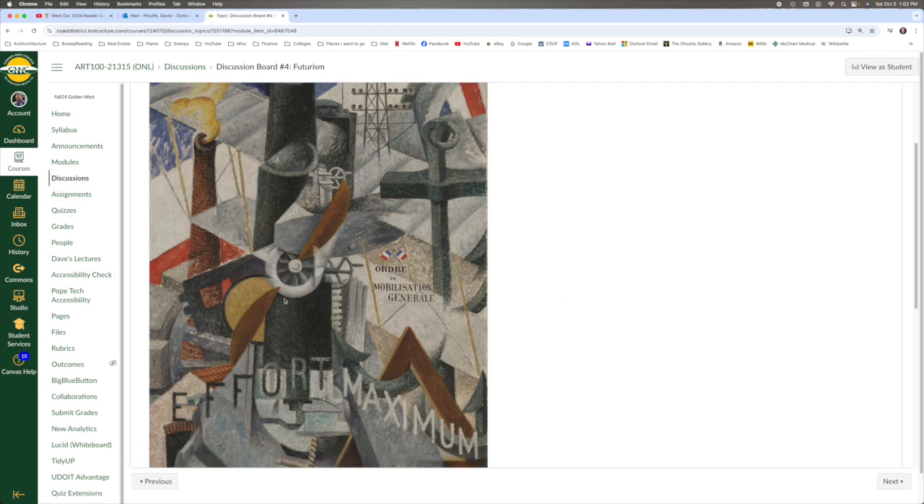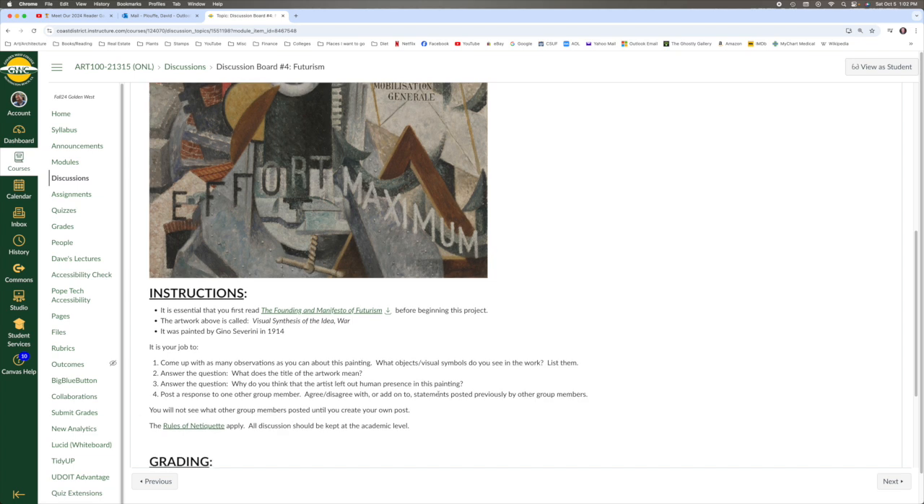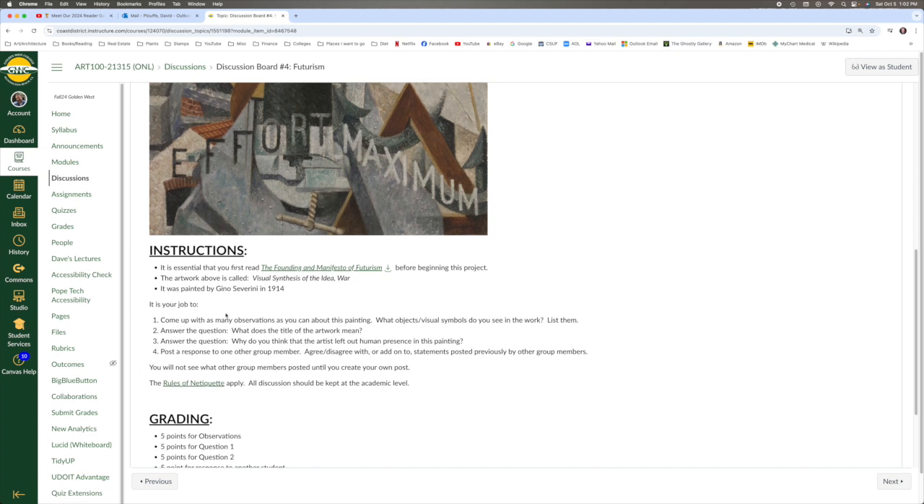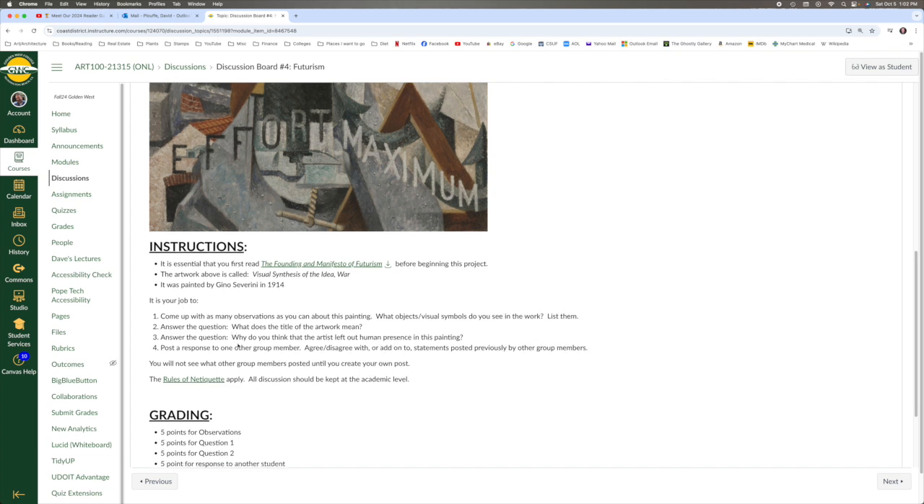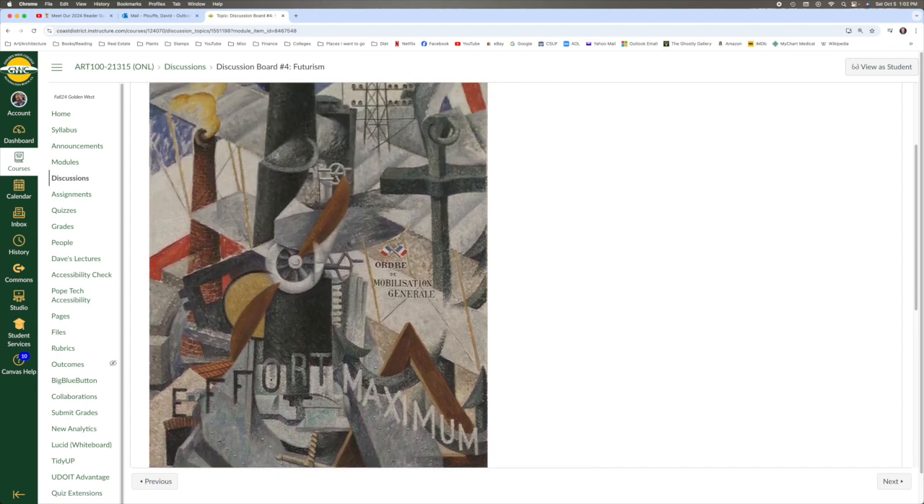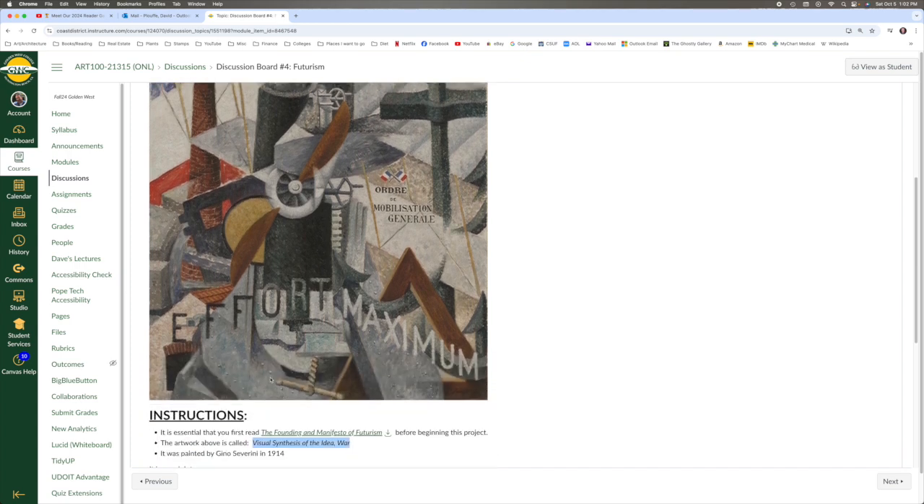And you're going to take a look, write down as many of the items that you can recognize in the work. That's going to be the first thing you do. Then you're going to answer the question, what does the title of the work mean? And again, the title is right here. Answer the question, why do you think that the artist left out human presence? As you can see, there's no humans in this painting.